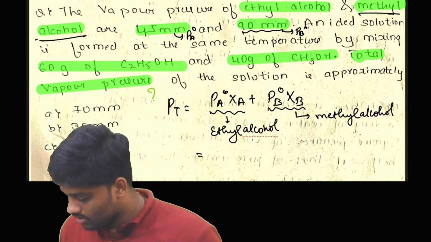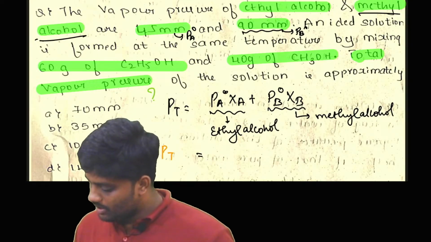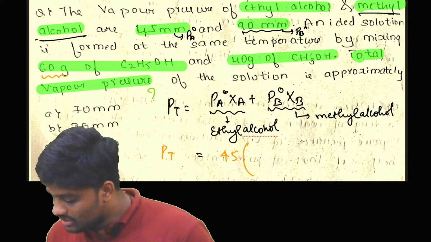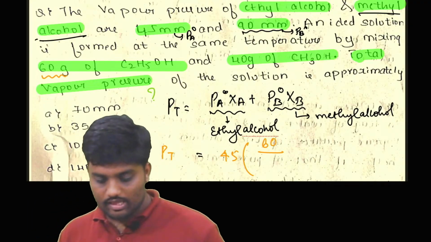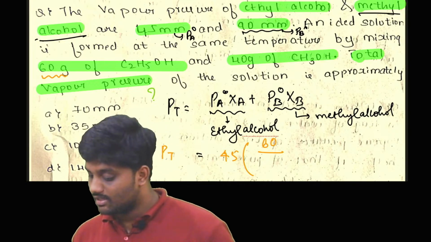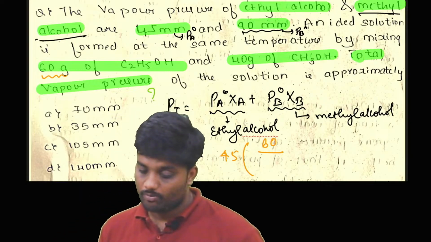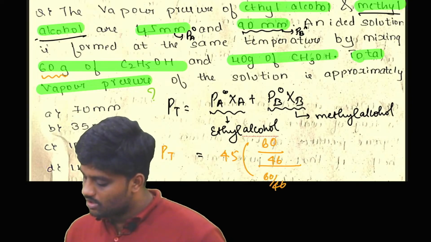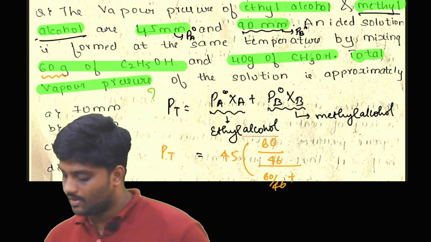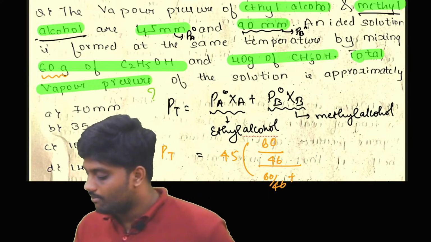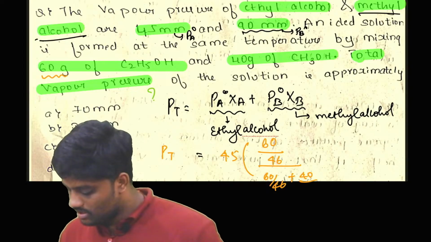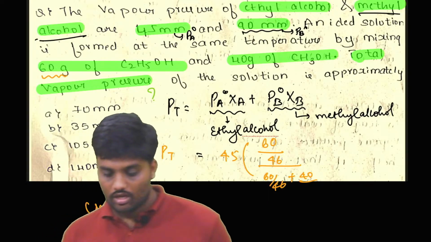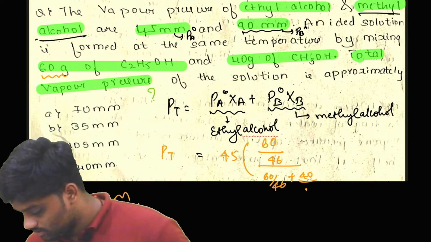How are we going to get the total vapor pressure? That is equal to PA not, which is 45, times the mole fraction of A. Here 60 grams of ethyl alcohol is given. The molecular weight of ethyl alcohol, C2H5OH, is 46. So 60 upon 46, plus the given methyl alcohol, which is 40 grams. For methyl alcohol, CH3OH, it is 12 plus 4 plus 16, so you get a molecular weight of 32. So 40/32.